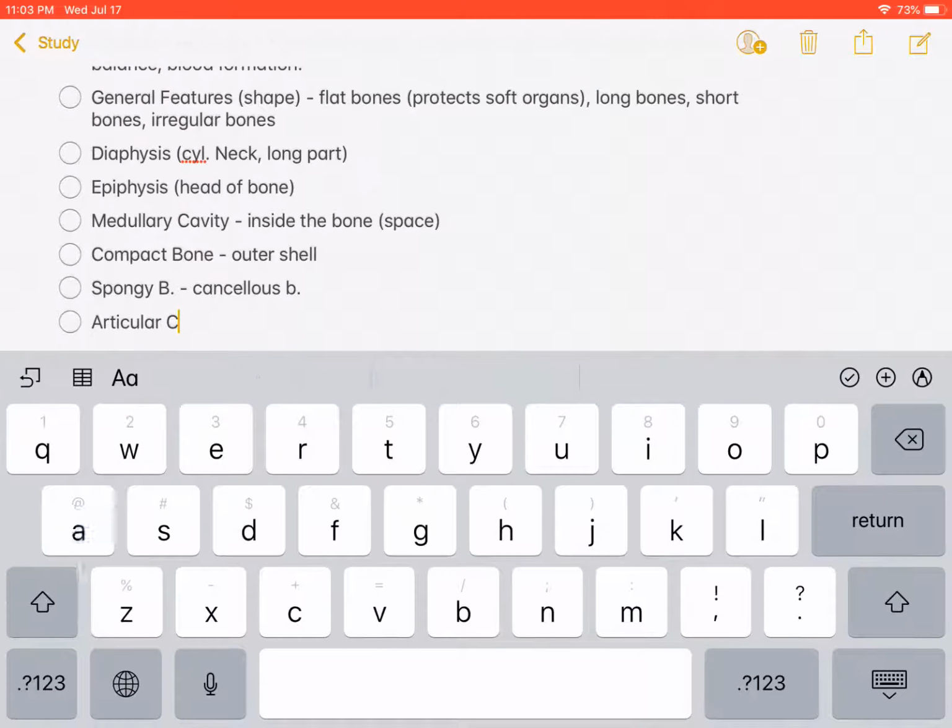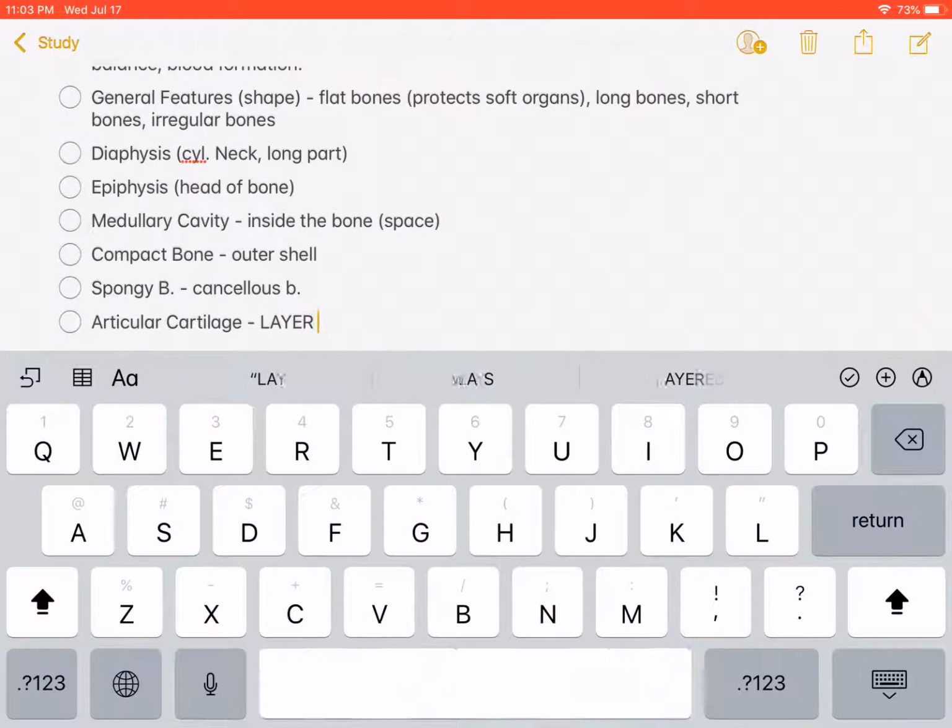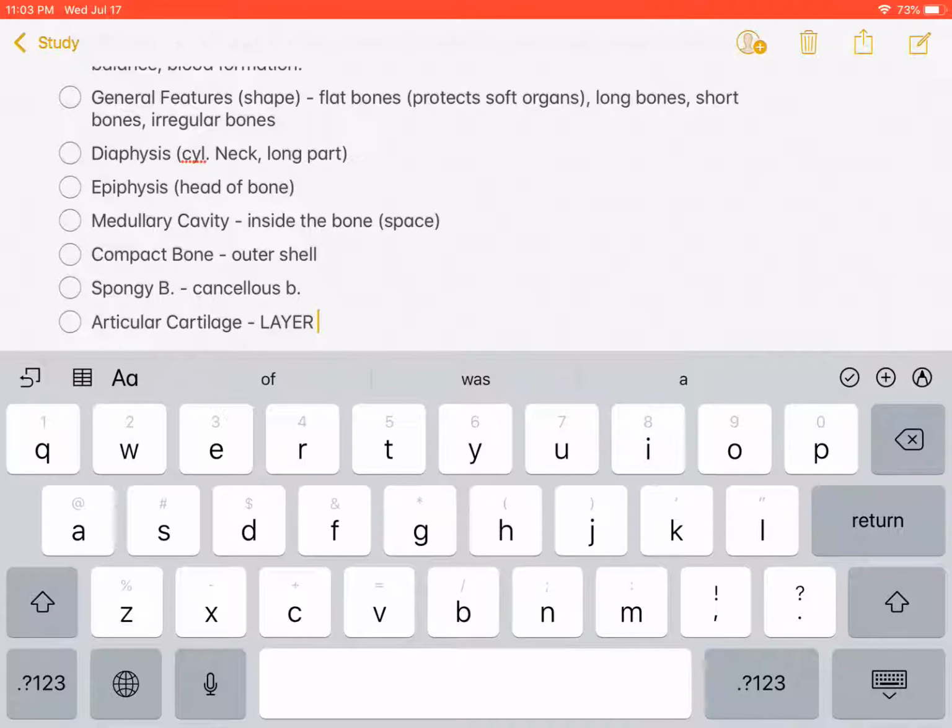Articular cartilage. So this is a good one. Articular cartilage is a layer, and I'm just going to put it all uppercase, layer of the hyaline, where two bones meet. Okay, two bones. I'm just going to put B for bones meet.